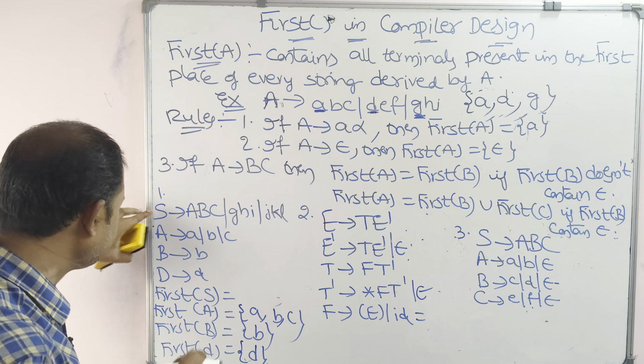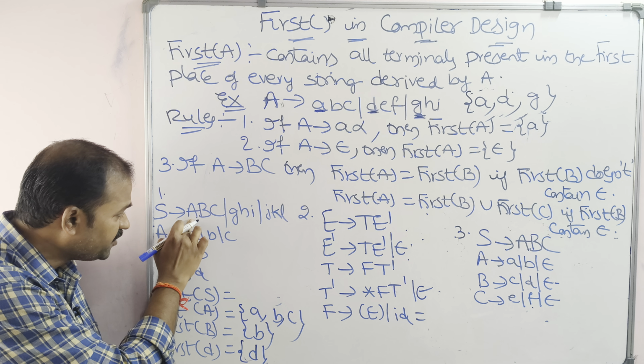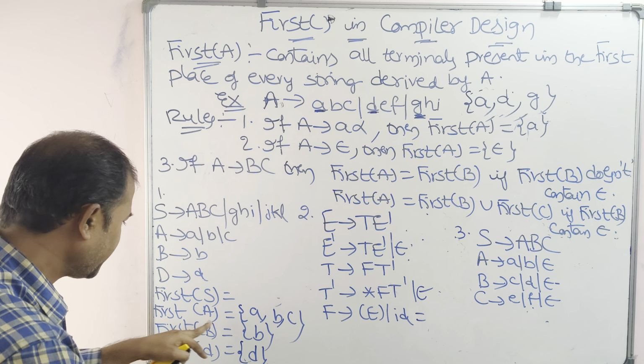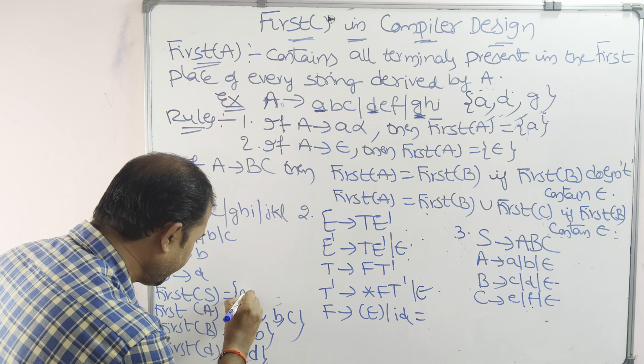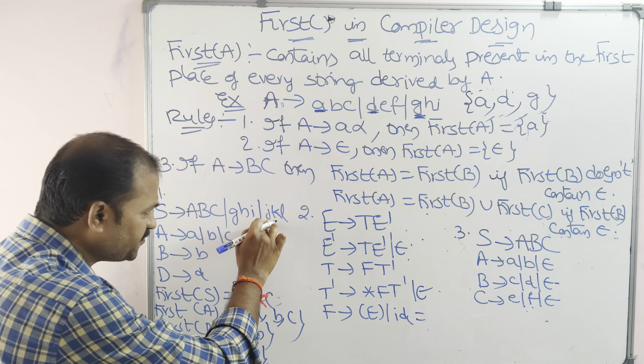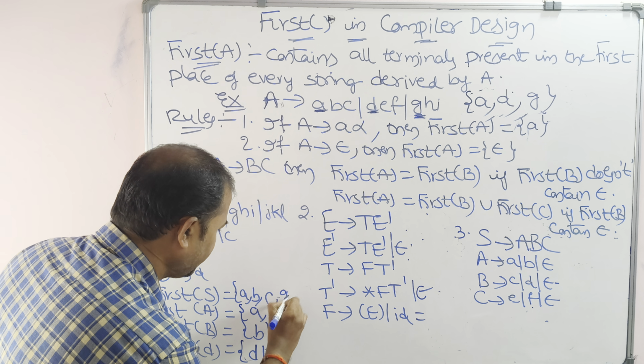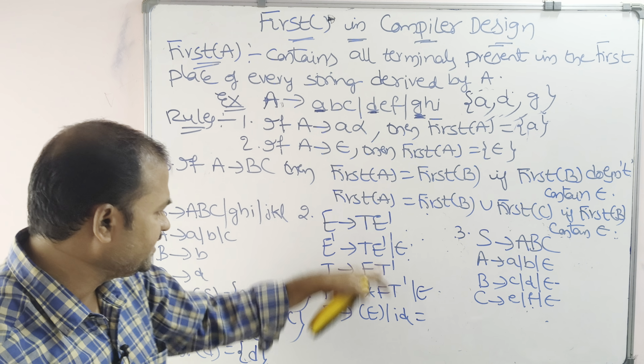Next, FIRST of S equals, here we have a non-terminal, so we have to calculate FIRST of A. What is FIRST of A? It was already calculated: {a, b, c}. In this production g. In this production the first symbol is j. So {a, b, c, g, j}.